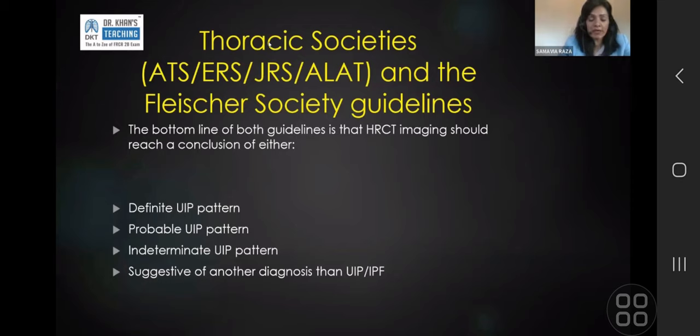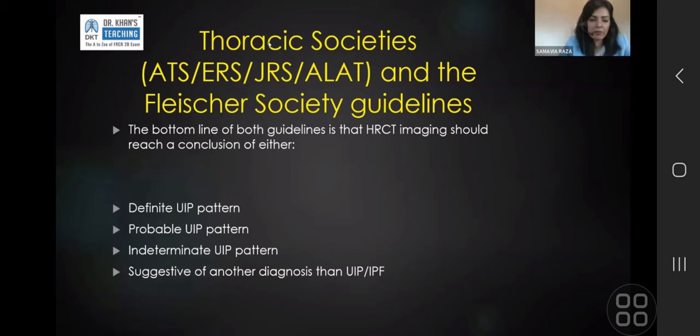Most places in the UK, we practice a hybrid sort of guideline. In some aspects we follow the ATS, and in some aspects we follow the Fleischner guidelines. This is not meant to confuse you, just to put things into perspective. The only thing important for you at your stage is to understand the main four categories you want to put a scan into. Once you've made a diagnosis that there's definitely ILD, you want to go down these four routes. Can I put it into any of these four boxes? We'll go through how in the next few minutes.